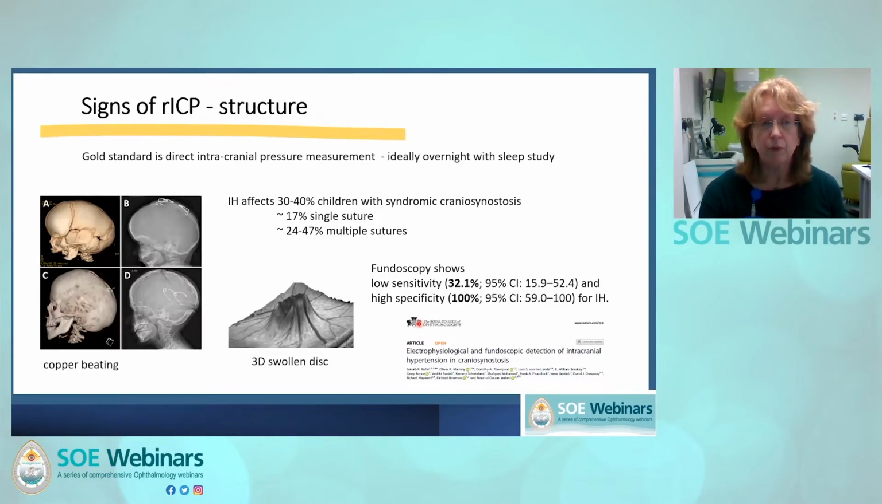Now, another thing we look for with pattern VEPs is to detect signs of chronically raised ICP. Now, the gold standard clearly for detecting this is a direct intracranial pressure measurement, ideally overnight with a sleep study. But otherwise, we may look for copper beating of the skull, or we may look for swollen discs. But we know that fundoscopy overall has got low sensitivity. But once we see it, it's very specific.